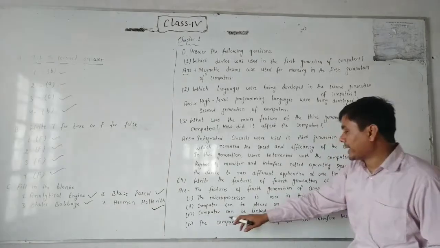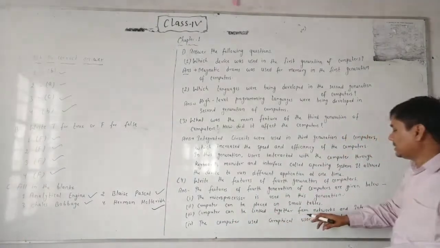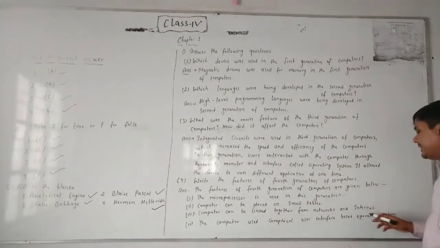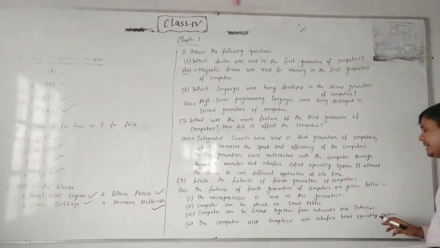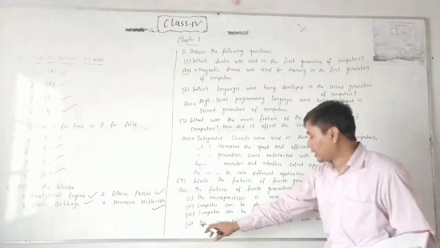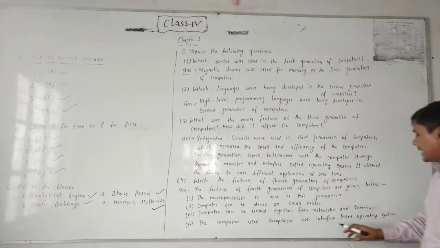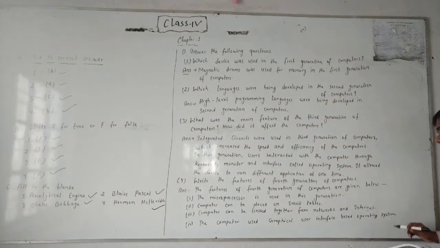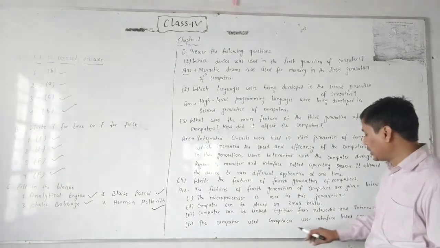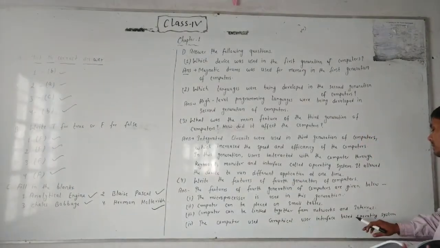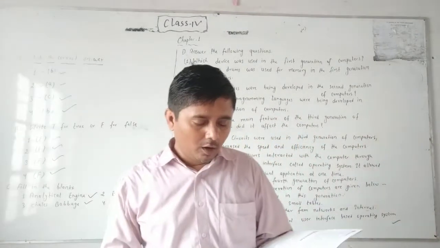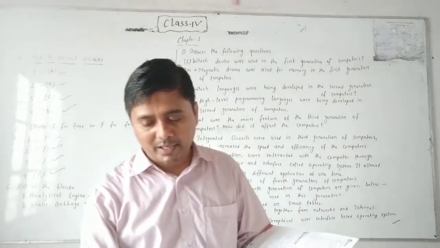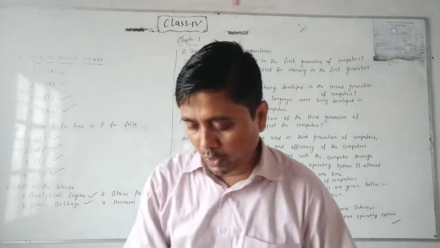3. Computers can be linked together to form networks and internet. 4. The computer uses graphical user interface, GUI-based operating system. Next question is, write the full form of the following.